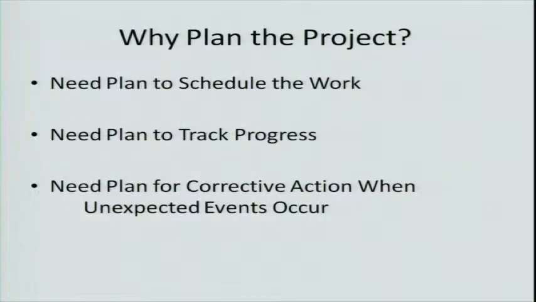Okay? We need a plan to schedule the work. We need a plan to track the progress of the work. Okay? And we need a plan to make corrective actions when unexpected events occur. When something goes wrong, if we don't have a plan, we don't know what things are affected after the unexpected event, and we don't even know what things it affected in the plan.